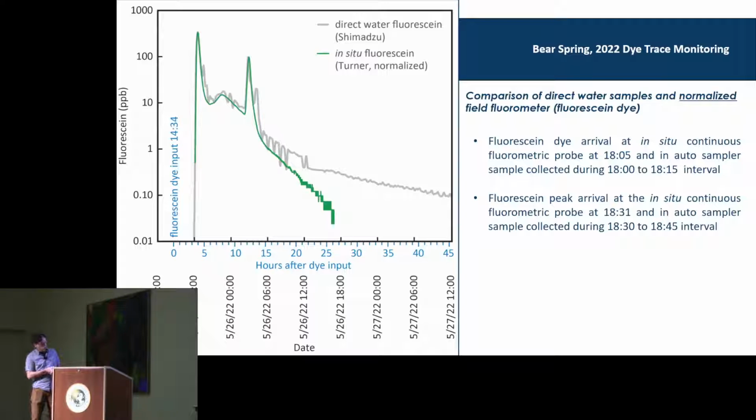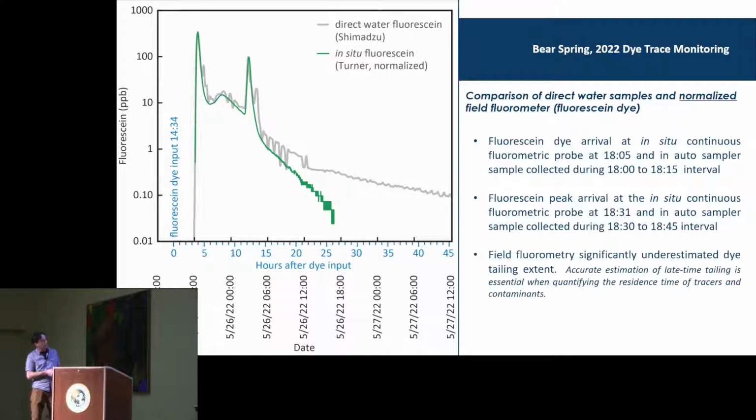You can notice that after a certain concentration, though, these diverge. The main issue there is that if you're trying to estimate the extent of your tailing, the in situ approach seemed to underestimate it, and that can be really important if you're trying to figure out late time tailing.